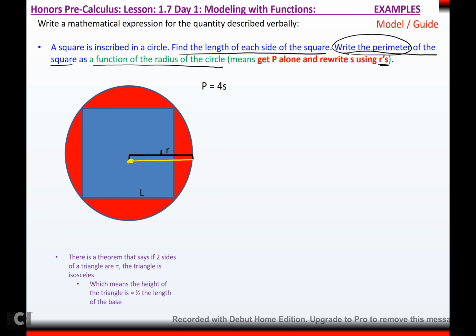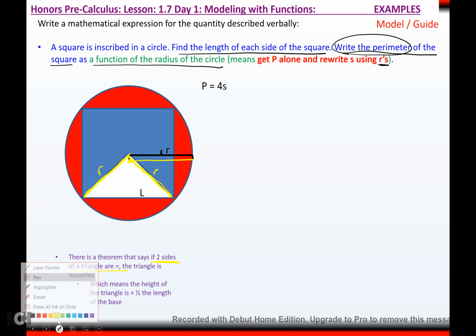Somehow I've got to figure out the length of that side. Well, I noticed that if I draw this line right here, isn't that also a radius? And this side is also a radius, correct? And there's a theorem that says if 2 sides of a triangle are equal, the triangle is isosceles.